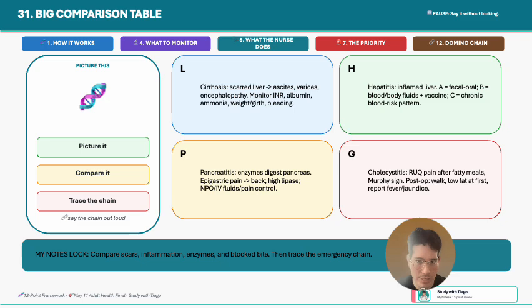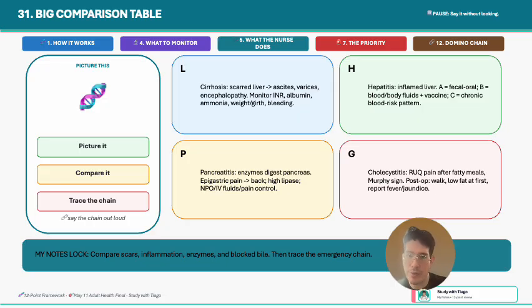Hepatitis is inflammation. Its danger pattern is transmission, liver injury, jaundice, fatigue, and chronic risk teaching, depending on A, B, or C, right? Pancreatitis is enzyme injury. Its danger pattern is severe epigastric pain radiating to the back, vomiting, fluid shifts, glucose and calcium problems, and possible respiratory or shock complications.